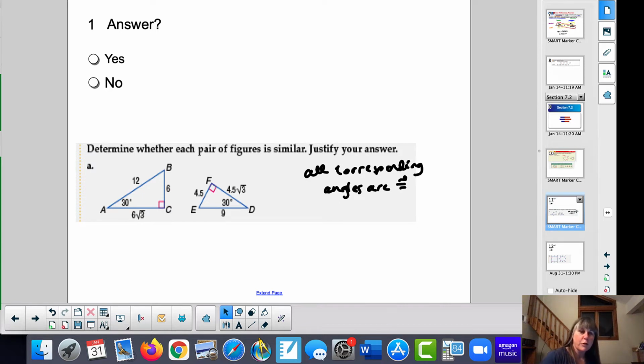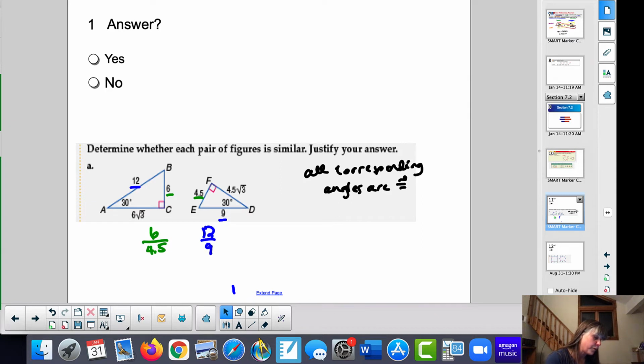Now, how do we know what the corresponding sides are to make the correct ratios? Because the two triangles are not facing the same direction. What you want to do is use the angles. So across from the 30 is the 4.5 and the 6. That's going to be one ratio. Across from the 90 is the 9 and the 12, so that's going to be another ratio.